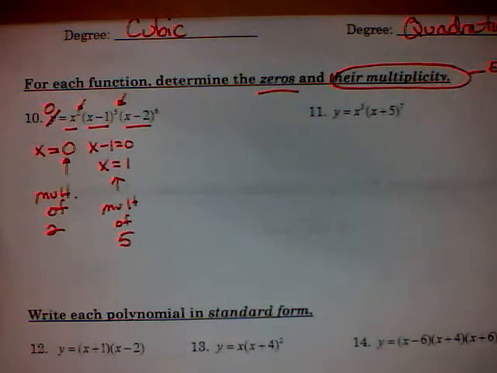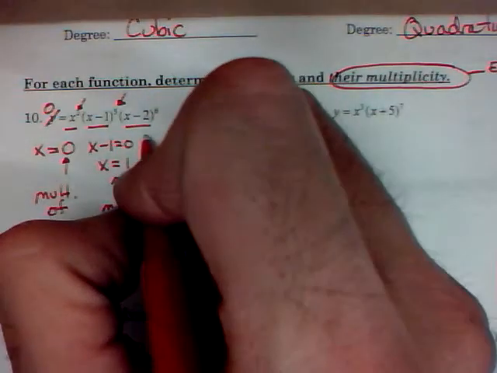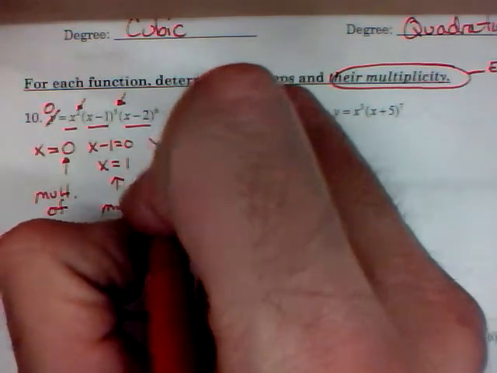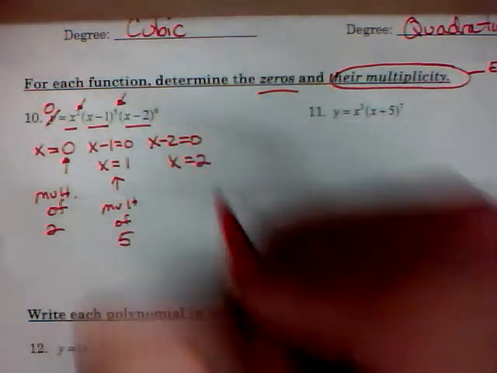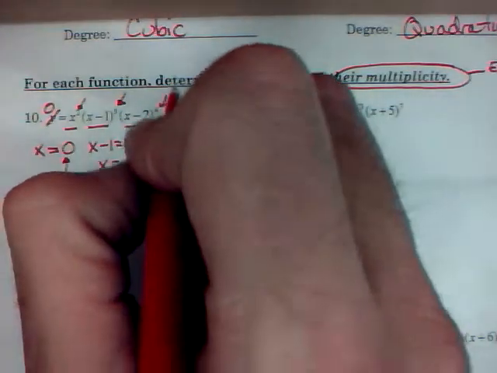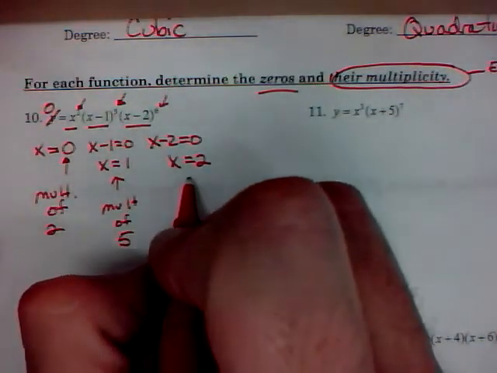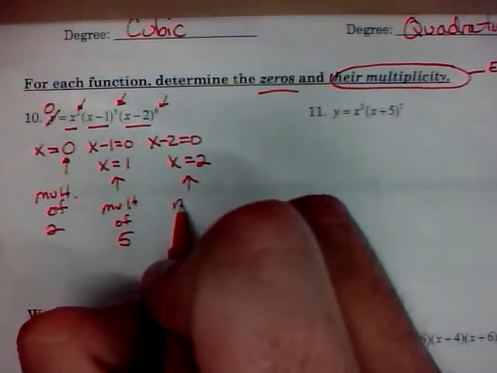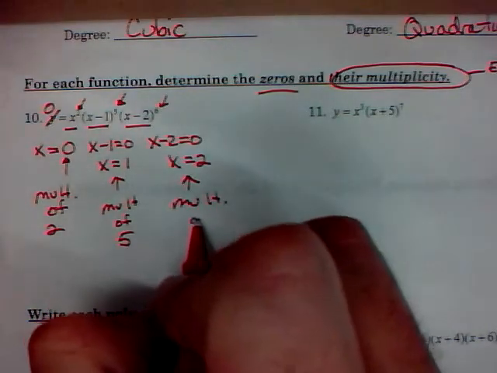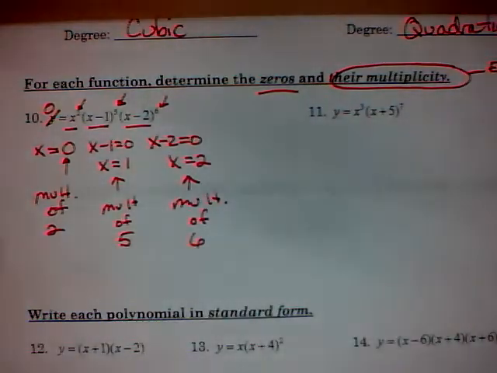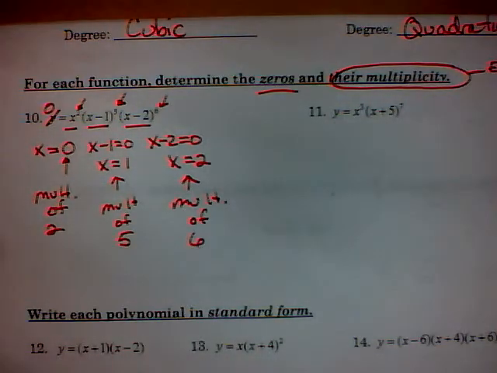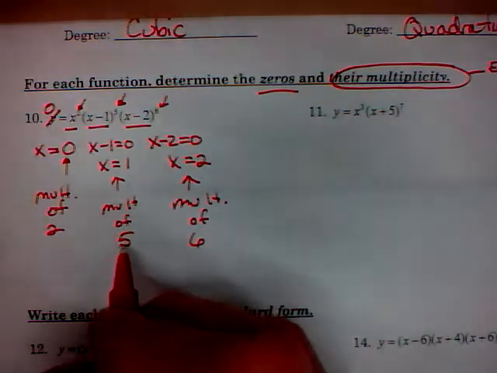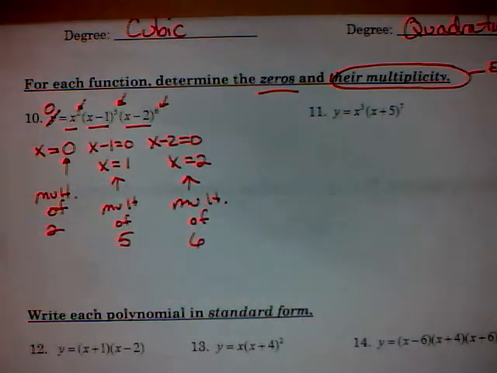It occurs 5 times. And then this last factor here is x minus 2, that would equal 0, so x would equal 2. And since this power is 6, then this one here has a multiplicity of 6. Now for graphing purposes, you would really want to know that 2 and 6 are even multiplicities, and 5 is odd because 5 is an odd number.